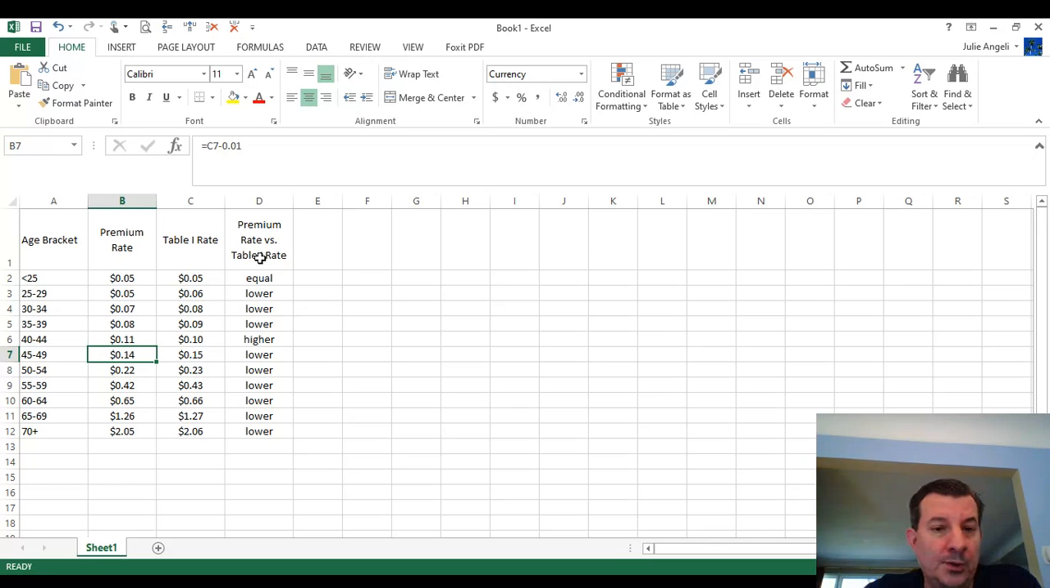Now, there's a little bit more to this calculation than just simply looking at how the rates compare to each other. There are some other things around how age is determined, because Table 1 has a very specific way age is determined, and if the employer doesn't determine age the exact same way for premium rate purposes, you could have what I call an inadvertent straddle, where it doesn't look like you have a straddle, but you actually do. We can tackle that in another video.